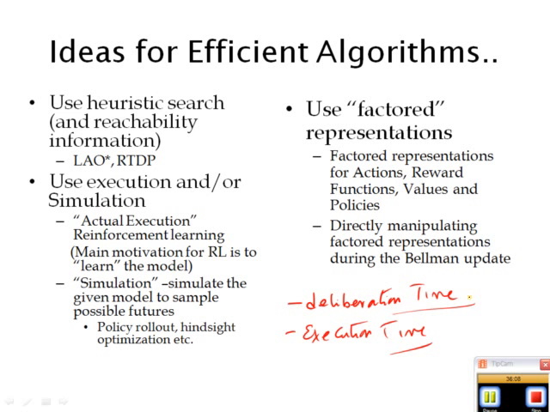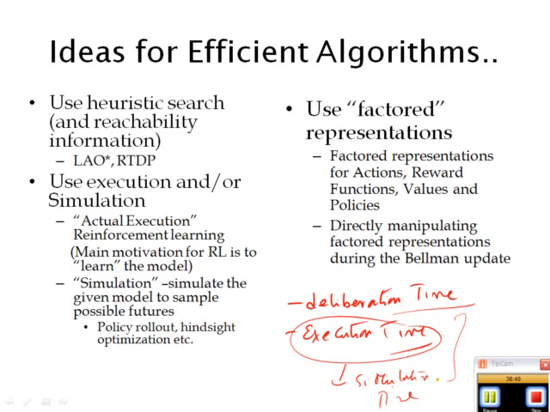Now, the interesting thing, of course, is the execution time can also be made into simulation time. If you have the model and you don't want to use it directly, you would just simulate it. As and when you need, you just check what would happen if I do this. You ask the simulator, and the simulator will only give the answer, not the probabilities, nothing. If you do that, then you can come up with MDP algorithms which do some amount of deliberation time and some amount of simulation time.